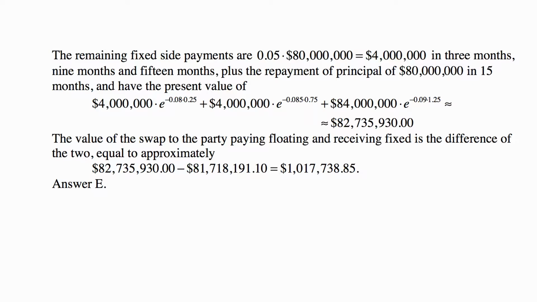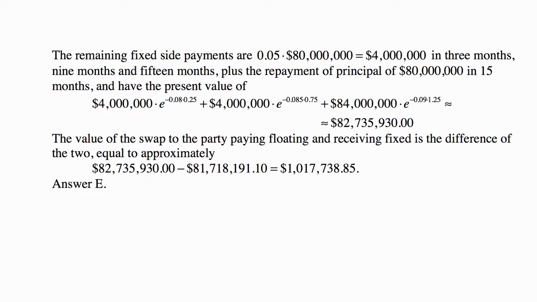And the remaining fixed side payments are 5% of 80 million, so 4 million in 3 months, 9 months, and 15 months, plus the repayment of principal of 80 million in 15 months. And so they have the present value of 82,735,930. And the value of the swap is the difference of the two. And since the pay fixed side pays more, then it's the value to the pay floating side.